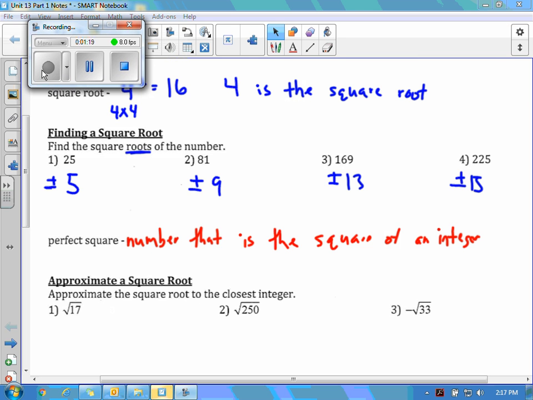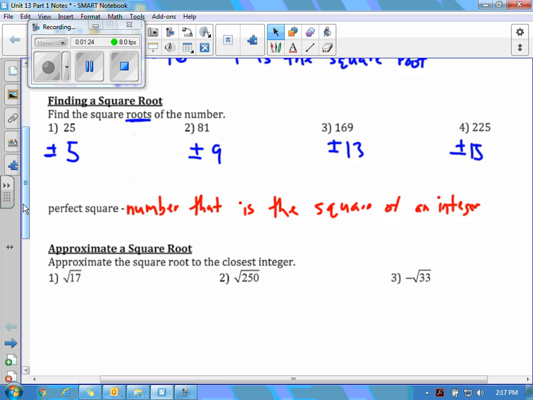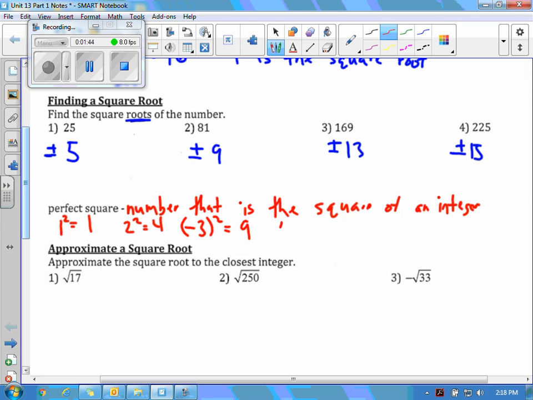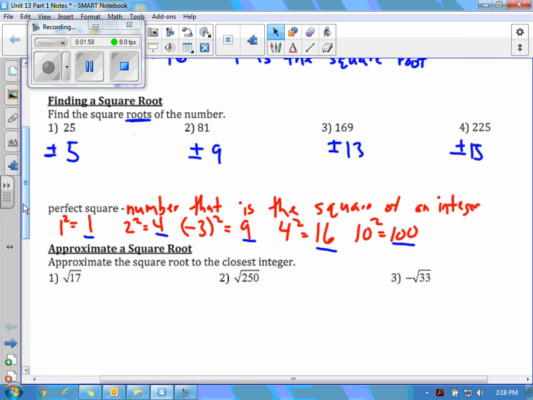The next definition we have is of perfect squares. So it says the perfect square is a number that is the square of an integer. So remember, to square something means we multiply it by itself. So a perfect square is if we multiply an integer by itself. So for instance, 1 squared is 1. 2 squared is 4. Negative 3 squared is 9. 4 squared is 16. 10 squared is 100. And we can do a bunch of examples. But these numbers, so 1, 4, 9, 16, 100, are all perfect squares because you square an integer.